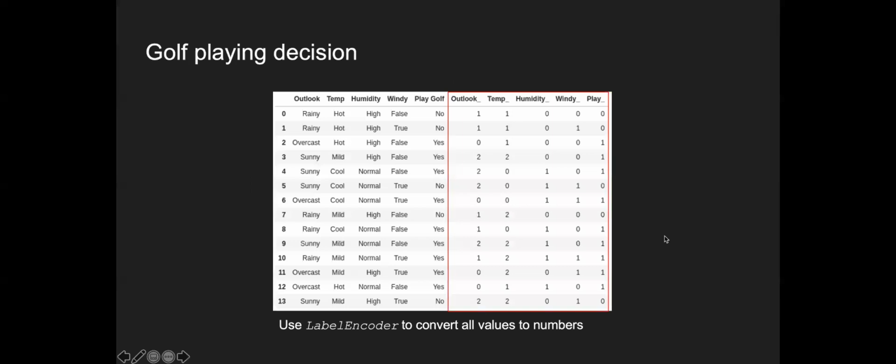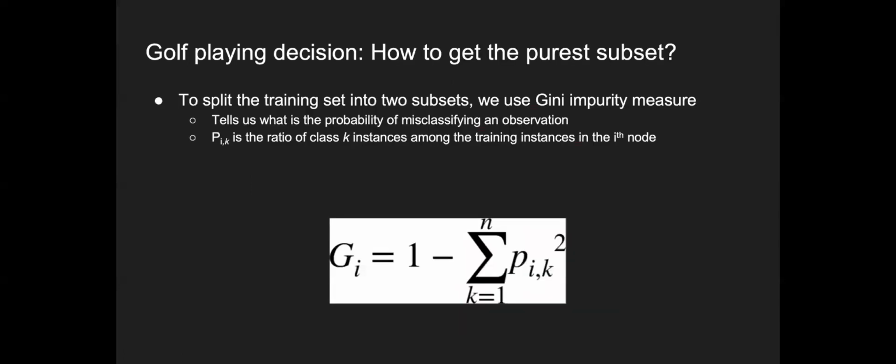Before we can start to train a machine learning model, we'll use label encoder to convert all values to numbers, as you have experienced from these notebooks. To split the training set into two subsets, we use the Gini impurity measure, which tells us the probability of misclassifying an observation. p_k is the ratio of k instances among training instances in the node we want to do the split.